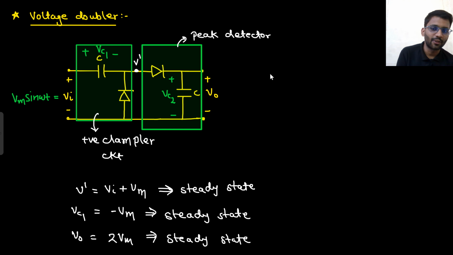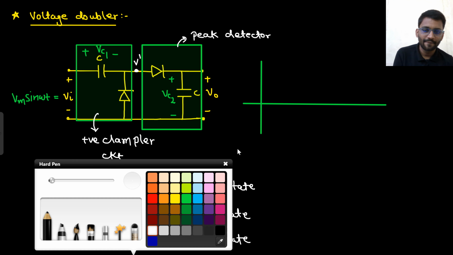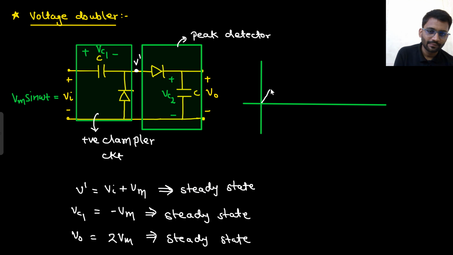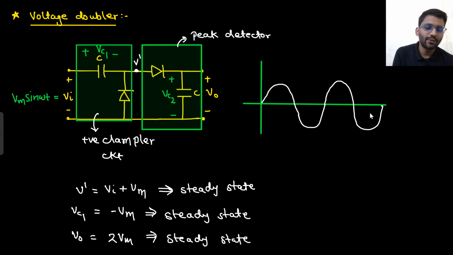Look, what is your input? Vm sin omega t. So your input is something like this. This is your input, right? And it will keep on going. Now it's not that this time is time t, this time is 2t, and after that it will keep on going. Now it's not that at time t equals T, your Vc2 will be Vm and your Vc1 will be minus Vm. That is wrong.